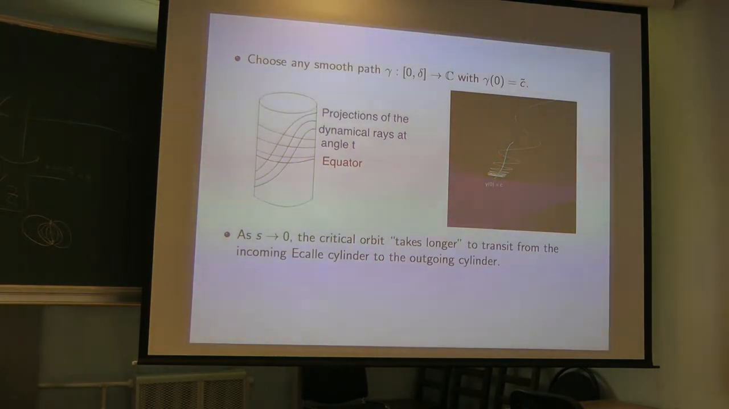So which one is gamma again? Is gamma the blue curve? Gamma is the blue curve, that's right. And this was just chosen? It was just chosen so that it starts at this Ecalle height 0 parameter, and then it stays outside the closure of the hyperbolic component from then on.